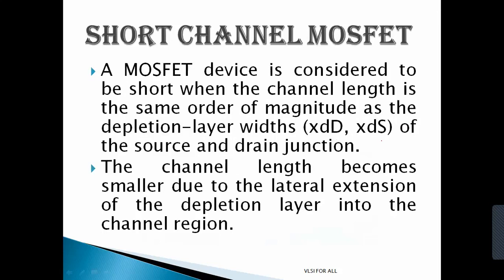So what is short channel MOSFET? A MOSFET device is considered to be short when the channel length is of the same order of magnitude as the depletion layer width of the source and the drain junction. The channel length becomes smaller due to lateral expansion of the depletion layer into the channel region.